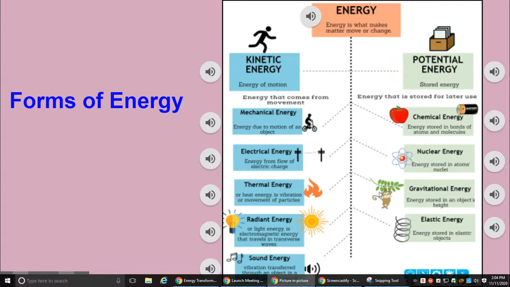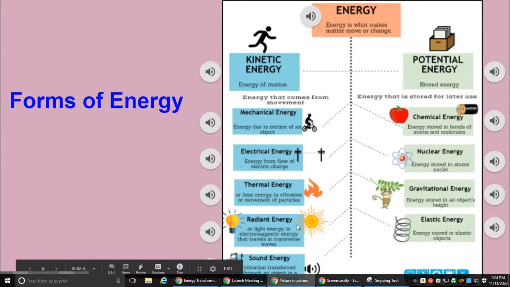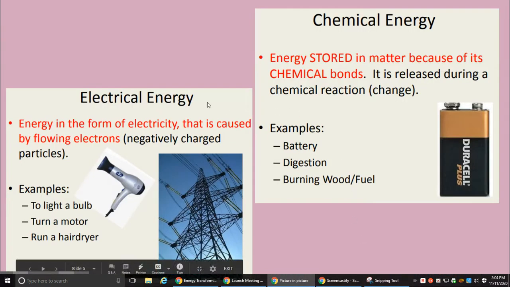Let's have a look here. Gravitational energy, energy stored in an object's height. So the higher above the ground an object is, the greater gravitational energy it has. Thermal energy is heat energy, movement of particles. Radiant energy, that's light energy from the sun. We also have elastic energy that can be stored in a spring. Sound energy is the vibrations given off from an object.